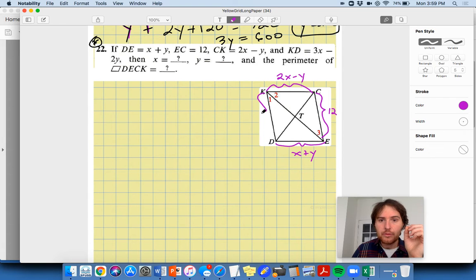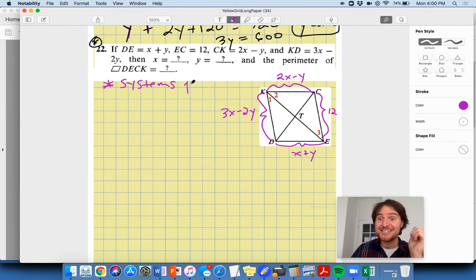KD is 3x minus 2y. And then we've got to figure out what x equals, what y equals, and the perimeter of the freaking thing right here, okay? So this is jumping out to me. This looks like it's going to be, especially for those of you who didn't take Algebra 1 yet, I got a couple freshmen.